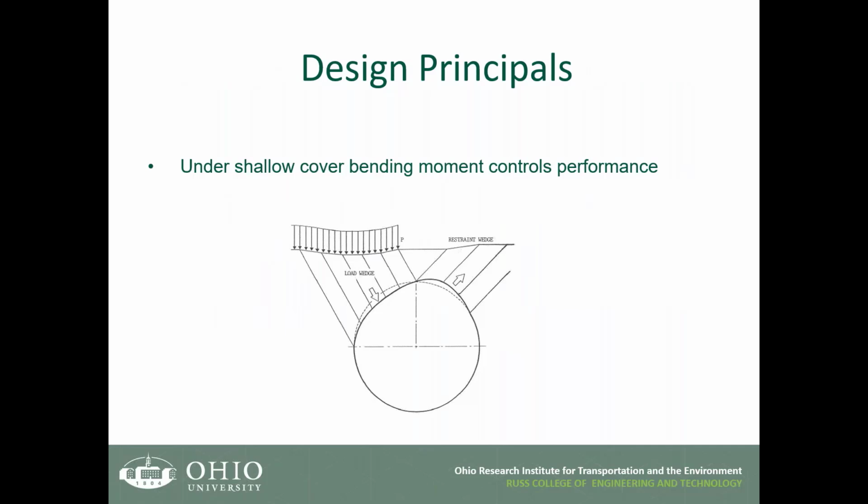So under shallow cover, bending moments control the performance, which is shown here. We have a load wedge and a live load acting through the culvert, where there's not enough resistance from the restraint wedge soil, which is on the right-hand side, to resist the loading, which results in bending in the structure.